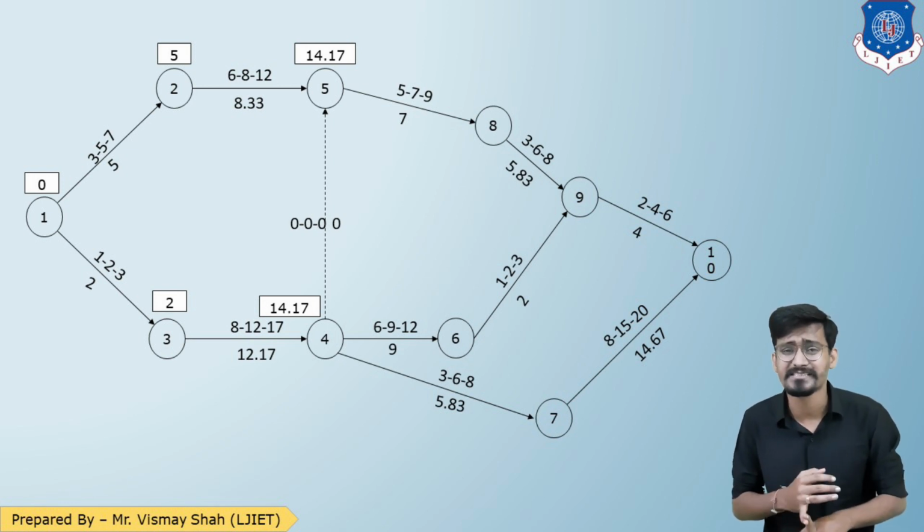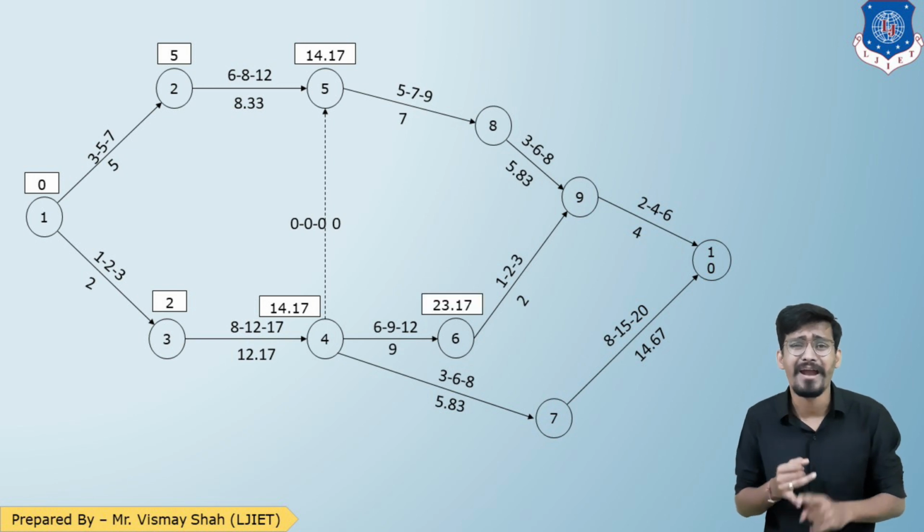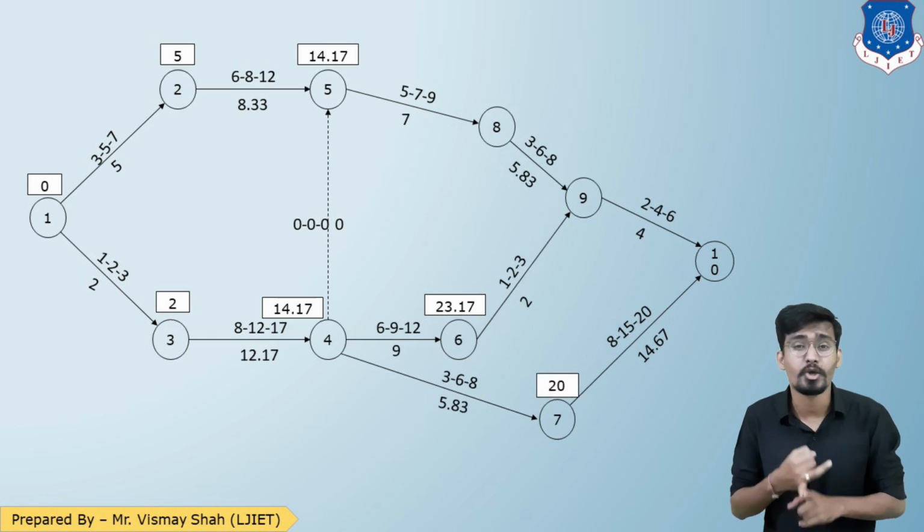Let us move to 6. For reaching event number 6, there is only one option, 4 to 6. So 14.17 plus 9 is 23.17. Now 6 is completed. Let us go to 7. To reach 7, there is only one way, 4 to 7. So 14.17 plus 5.83 is 20.